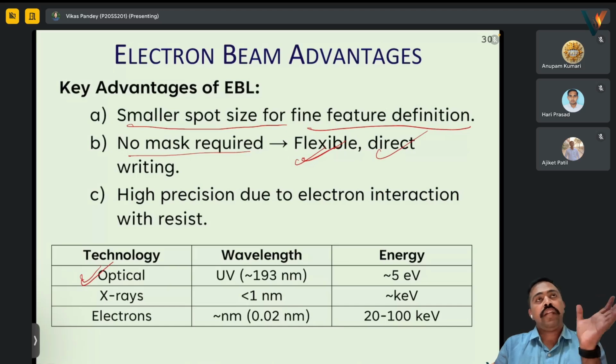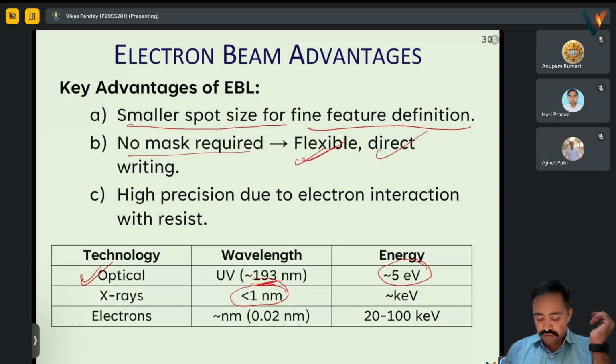So if we compare this technology, if we are dealing with optical or photolithography, that is in the range of UV of 193 nanometer, and the energy that we get from it is around 5 electron volt. X-ray lithography is also there, in between optical and electron beam lithography. That has a wavelength less than 1 nanometer, so the feature size we will get is say 2 to 10 nanometer or something. The energy is in kilo electron volt, again very high compared to 5 electron volt.